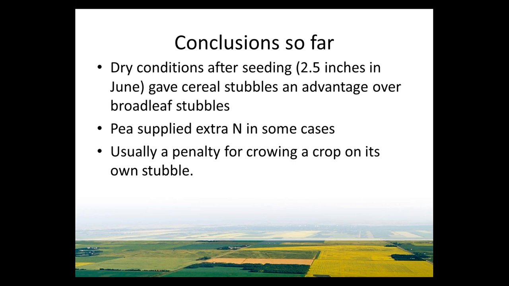So some conclusions: dry conditions after seeding gave cereal stubbles an advantage over broadleaf stubbles. Pea supplied extra N in some cases. We'll see how consistent that is and for what crops benefited the most. And, oh, that should be growing, not crowing. Usually a penalty for growing a crop on its own stubble. Sorry about that.